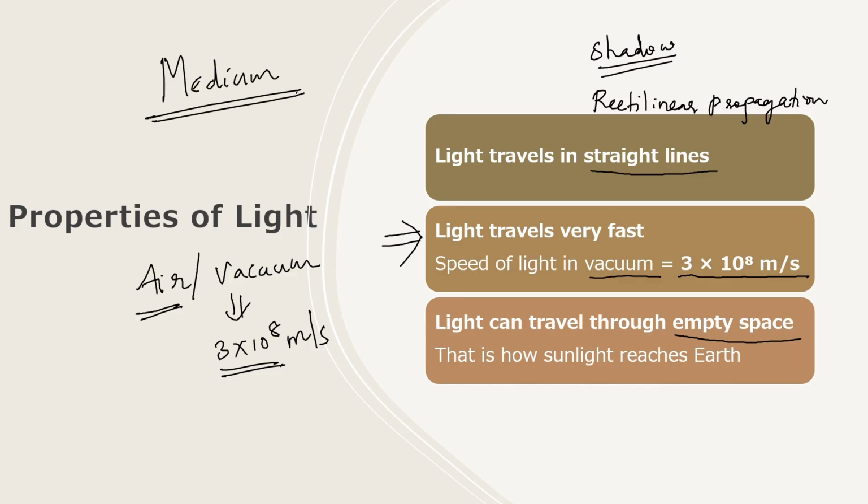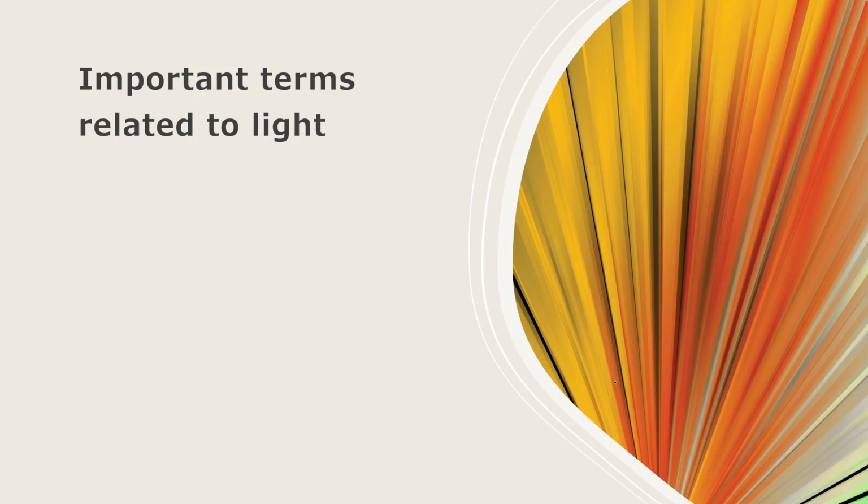We know that sound requires a medium to travel. So unlike sound, light doesn't require a medium to propagate. The best example is the sunlight that reaches the earth. That is one of the best examples that we can say. Then next we are going to see some important terms related to light.